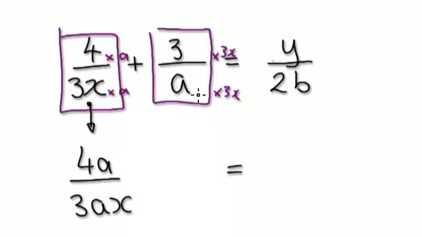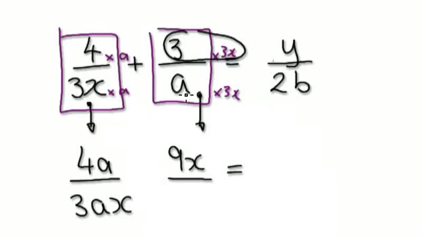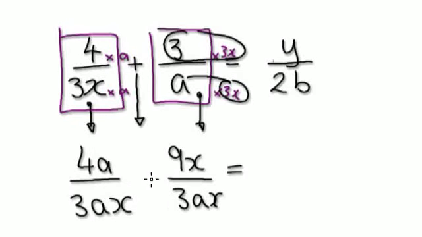So this fraction here will become 4a over 3ax, and then this fraction here will become, remember, 3 times 3x, so that will be 9x, and then a times this thing here, so that will be 3ax. This plus here we'll take it down, so that's a plus there, and this stays the same.